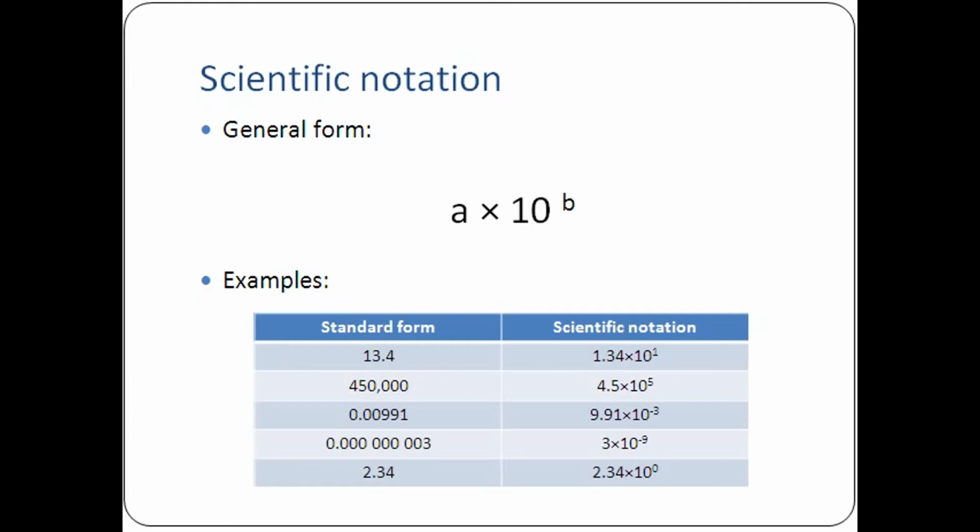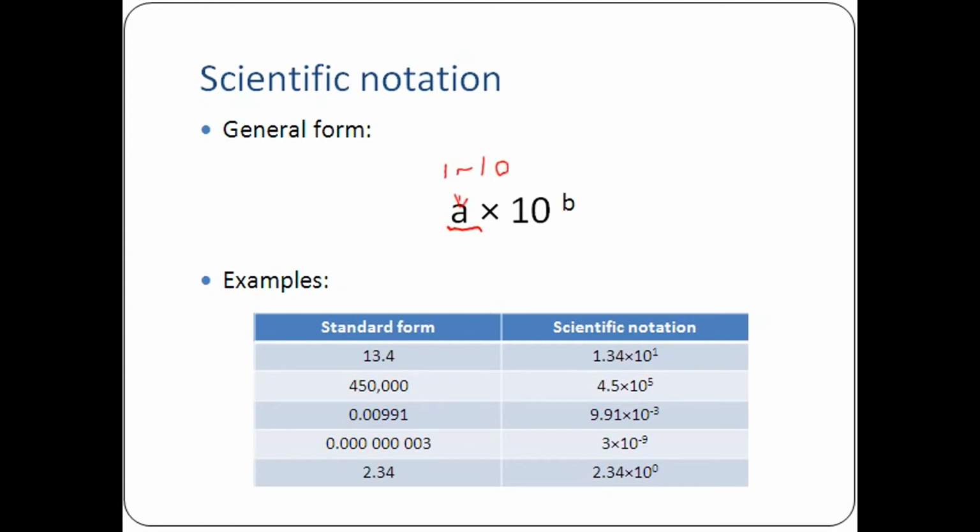For scientific notation, there are a couple parts. The general form is a times 10 to the b power. The first one here, the coefficient out front, that's a. It has a value which is always between 1 and 10.